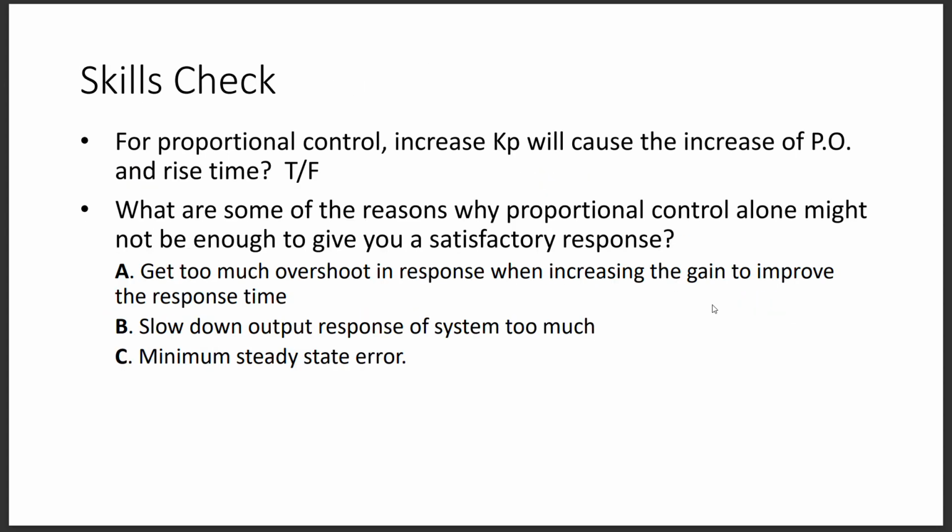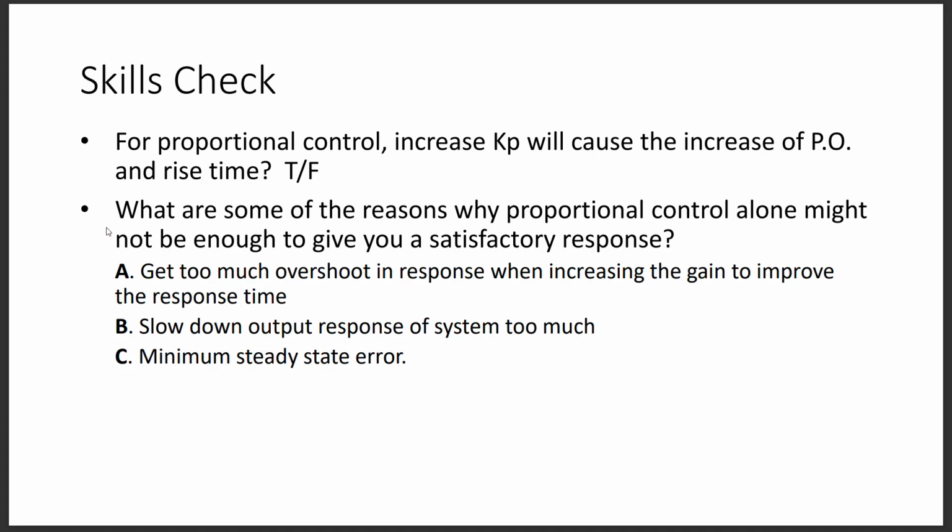Now, let's answer these questions. For proportional control, increasing Kp will cause the increase of percentage overshoot and rise time. Is this correct or not? It does increase percentage overshoot. If I increase Kp, percentage overshoot will increase. How about the rise time? Increasing rise time means that your system is becoming slower. That is false. Increasing Kp will make your system faster, which means the rise time would decrease.